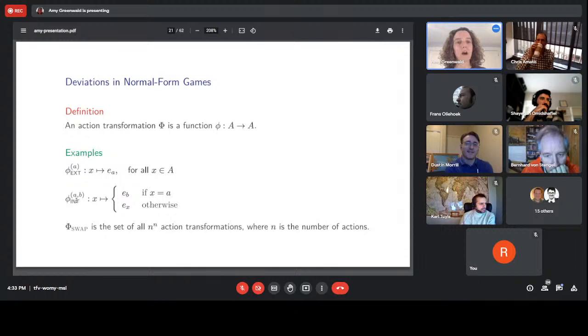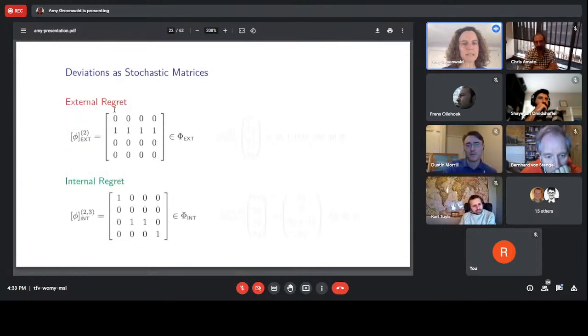So here's a picture of them written this way. What this says is that phi 2x is saying no matter what, I'm going to play action 2. So you can think of your inputs coming in each of these columns. Like if I were recommended 1, I would switch to 2. And if I were recommended 2, well, I'm already at 2. If I were recommended 3, I'd switch to 2, and so on.